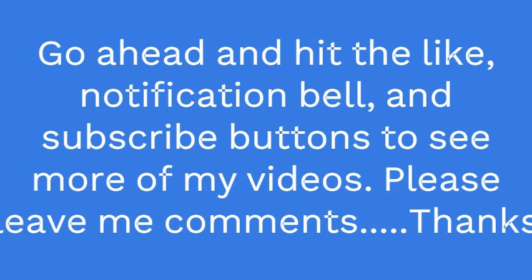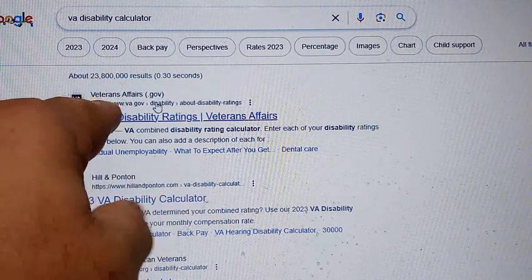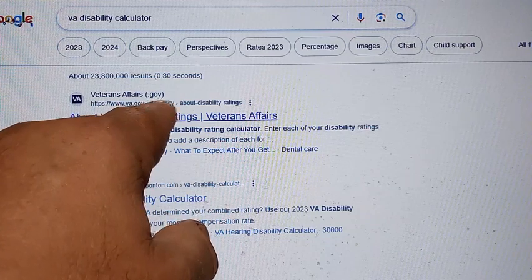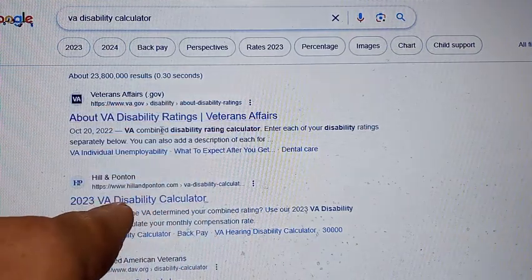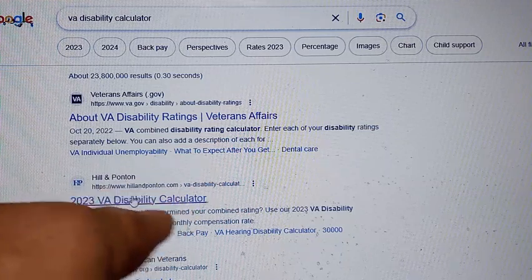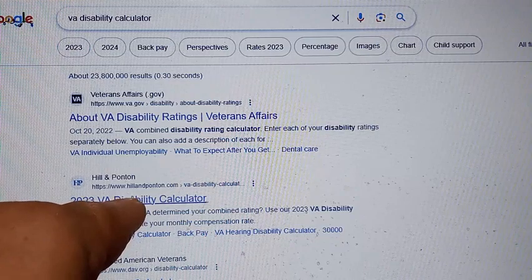Let me go back. You search VA disability calculator. You go to this one, it's the actual VA, the government's calculator. But if you go to this one, it's a lawyer's calculator. And I'm going to go to this one because it will explain it a little simpler.